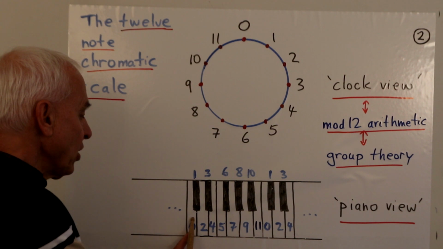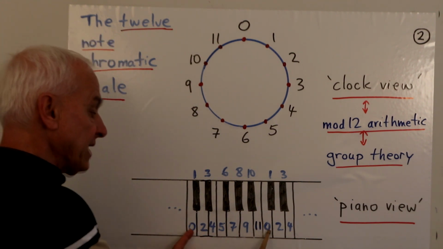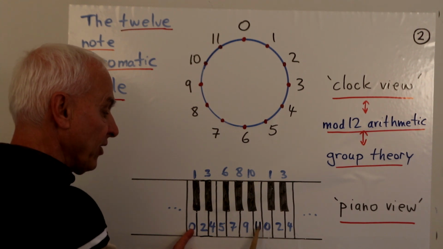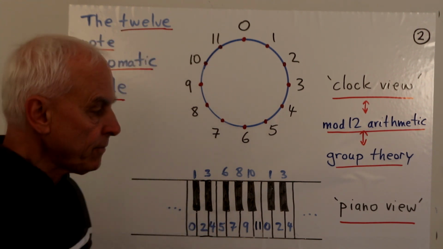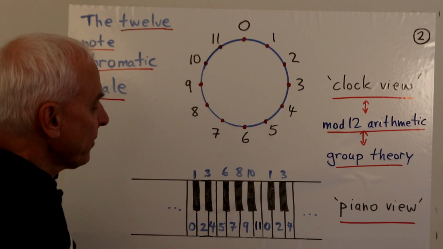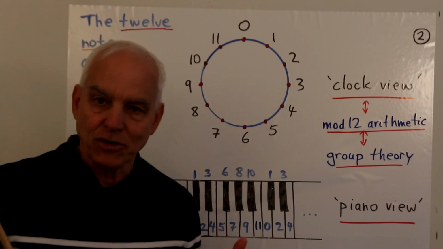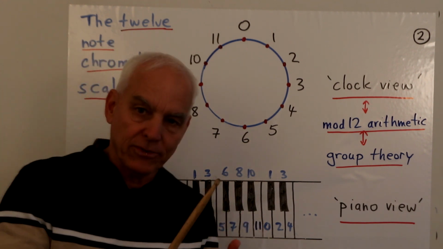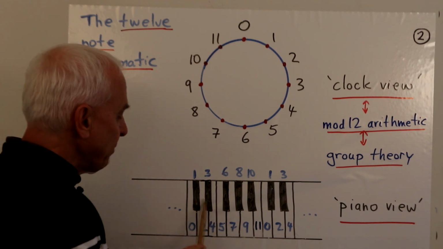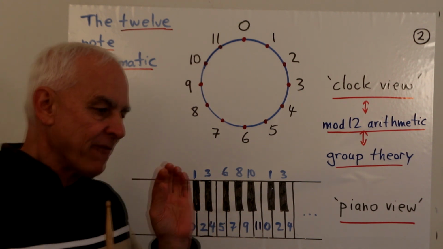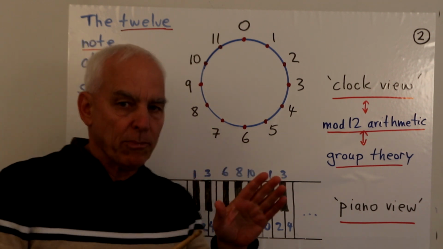Okay, so if we went 1 to the left of that 0, then that would be the same as going 1 to the left of this 0, so the next key over here would have name 11. Okay, so this is quite different from the usual nomenclature. The usual story is in terms of letters C, D, E, etc. And these black notes end up having names that are associated to the closest white notes with sharps and flats.